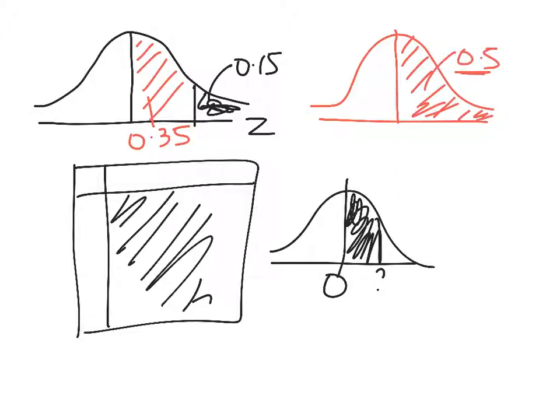There we go, we've got 0.5 on that side. So we know that this bit in here must be the leftover bit after 0.15, in other words 0.35.